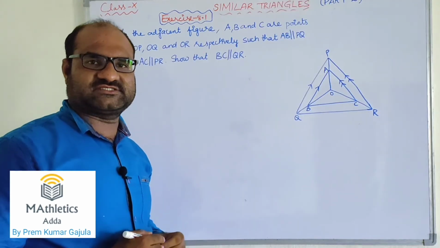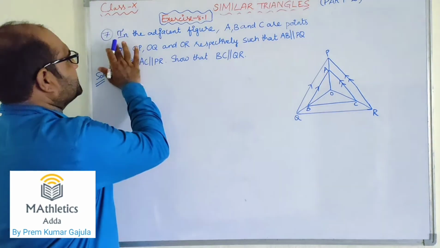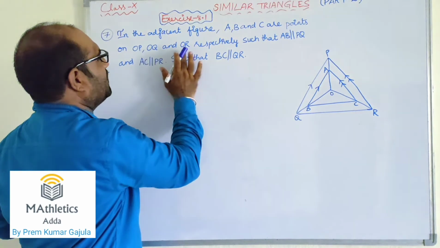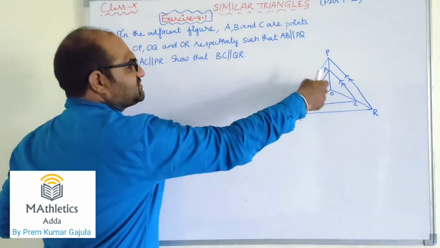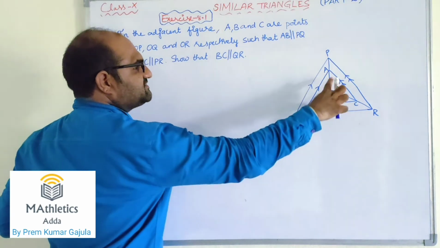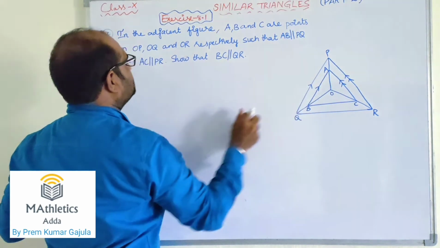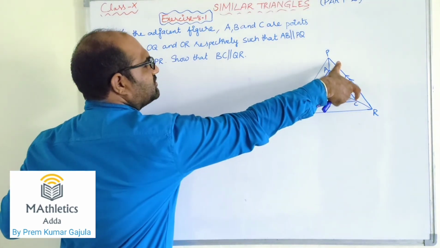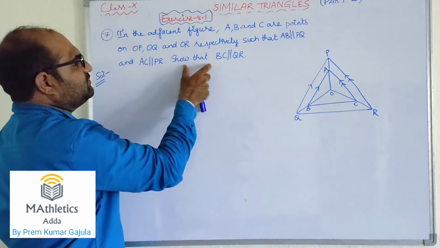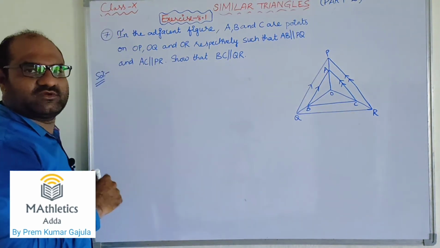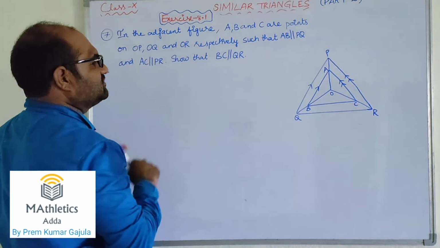Now let us look at the next question. Question number 7. In the adjacent figure, A, B and C are the points on OP, OQ, OR respectively, such that AB is parallel to PQ and AC is parallel to PR, and we have to prove that this BC is also parallel to QR. Now let us prove that.